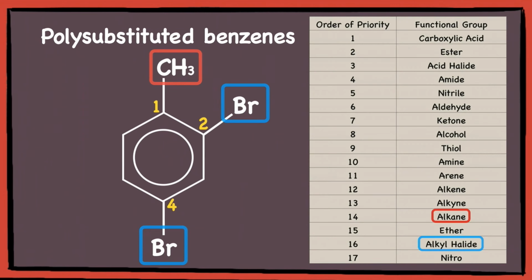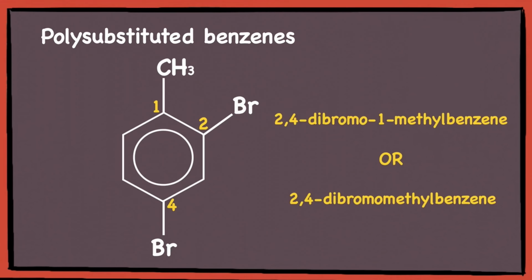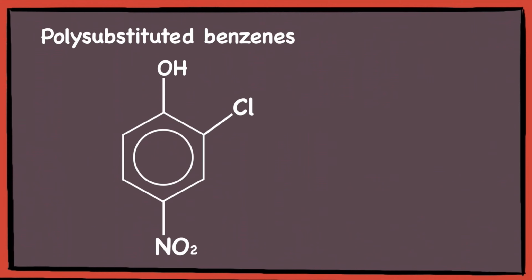So this organic compound is called 2,4-dibromo-1-methylbenzene or just 2,4-dibromomethylbenzene. If one of the substituent groups present gives rise to a compound with a special name, then only 2 positions are mentioned.